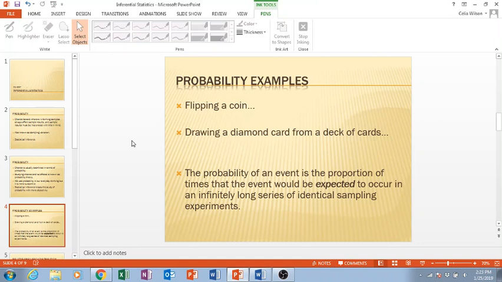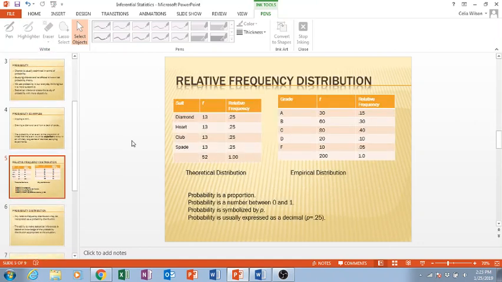Think about drawing a diamond from a deck of cards. What's the probability of drawing a diamond from a deck of cards? Well, there are 52 cards in a deck, 4 suits, 13 in each suit, so 13 out of 52, right? And if we were to divide that fraction that we just made, 13 out of 52, we can chart those results here in a relative frequency distribution.